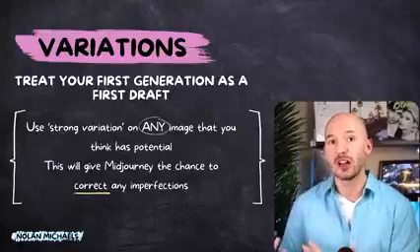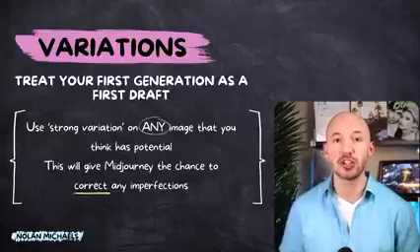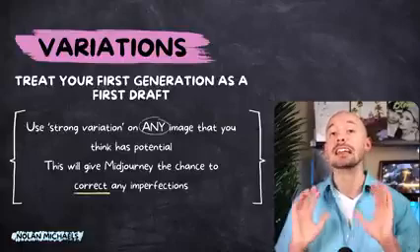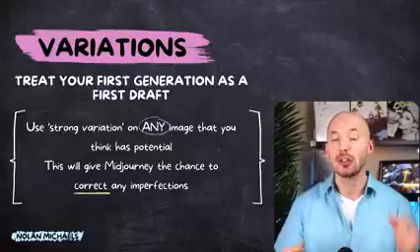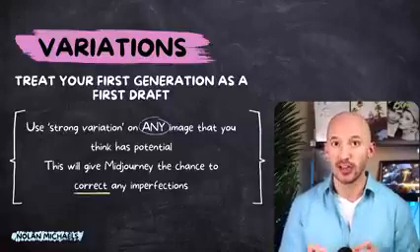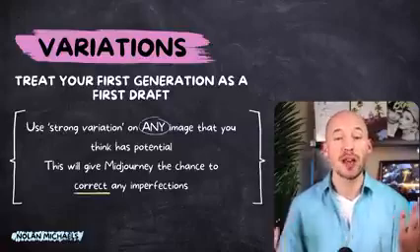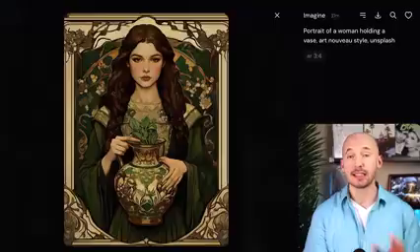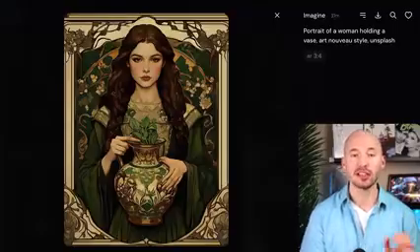So one of my philosophies is that you should treat your initial generation as a first draft. And any image that you think has potential, click strong variation on it. This is a practical solution when you have something like messed up hands. You're going to get that a lot with AI. And strong variation is one way to allow MidJourney to course correct itself and alter what went wrong with the first picture. Like here, we have a portrait of a woman holding a vase in an Art Nouveau style. And you can see that her hand is kind of messed up, right?